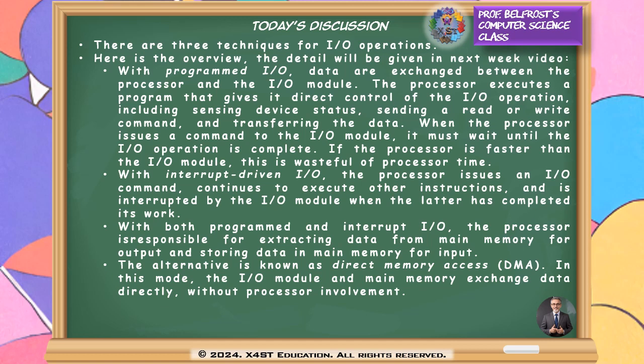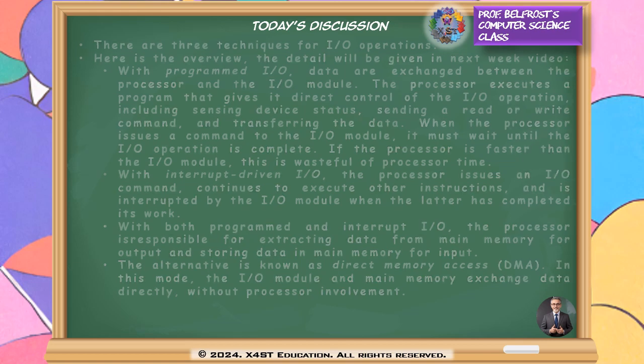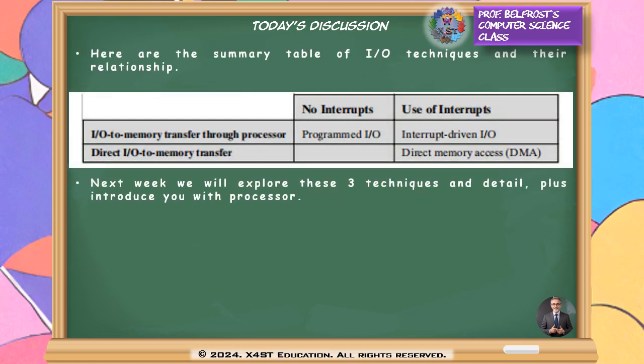Because this is actually a problem for today's computers, we are about to be introduced to the third method, the alternative, which is known as DMA, which stands for direct memory access. In this mode, the I/O module and main memory exchange data directly without processor involvement. This is good for certain tasks. Here is the summary table of I/O techniques and their relationship.